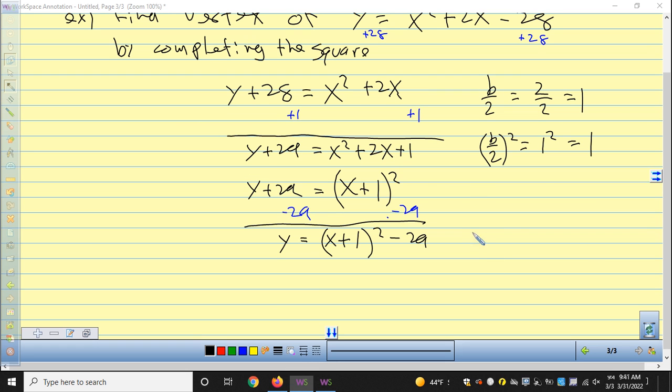And my vertex is going to be at the point. We change the sign on the part with the x. Negative 1. We keep this the same. Minus 29. Yes. When we complete the square, this will always factor to x plus whatever b over 2 is, quantity squared. That's what completing the square does.